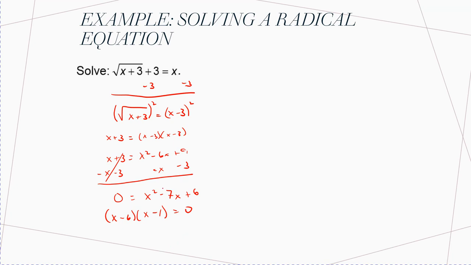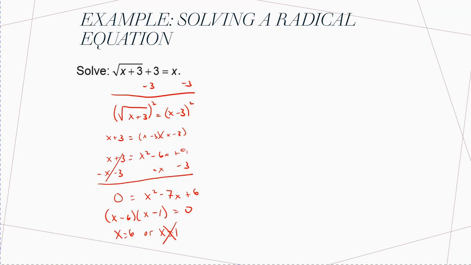So your two solutions here: one solution is x is equal to 6, and another solution is x is equal to 1. All right, so here's the really important thing: you have to check. If you plug 1 into this, you get 1 plus 3 is 4. Square root of 4 is 2. 2 plus 3 is 5. Does 5 equal 1? No, this does not check out.